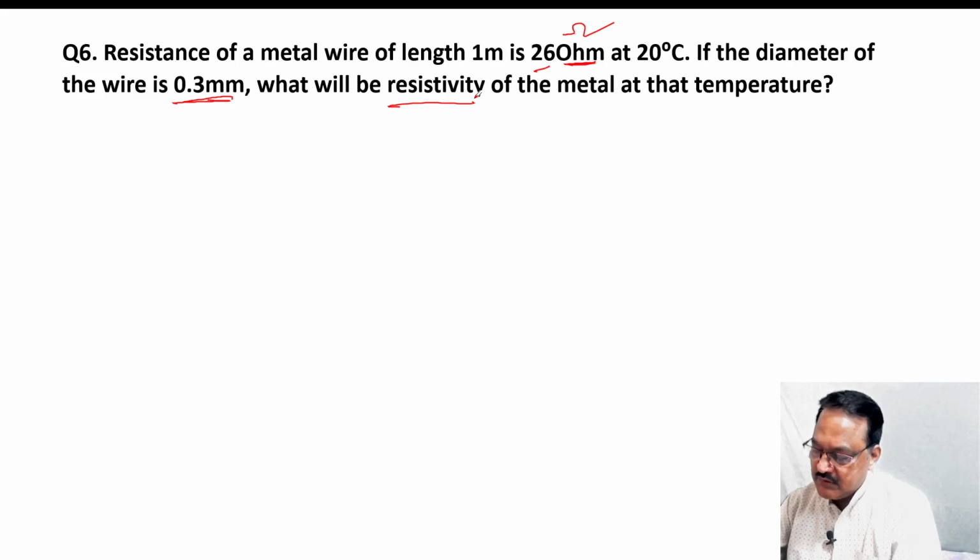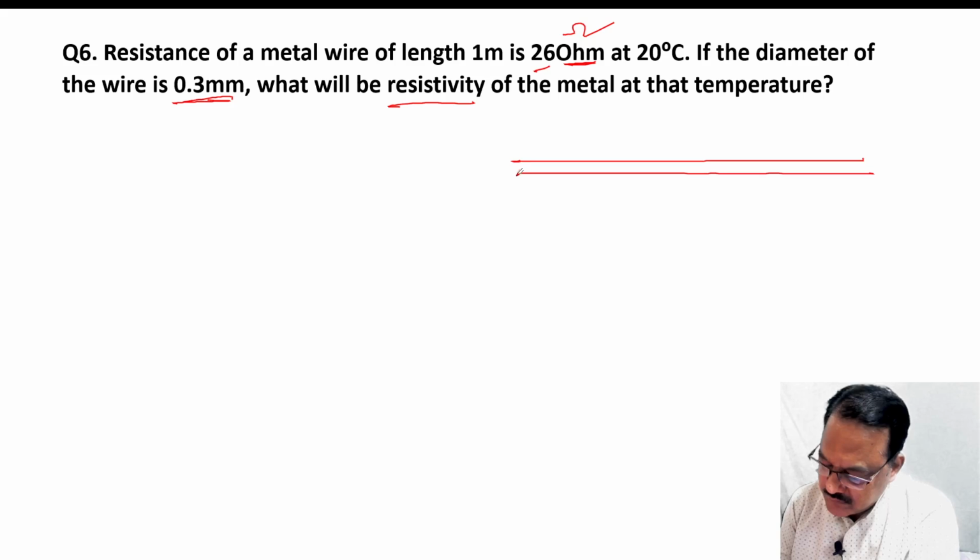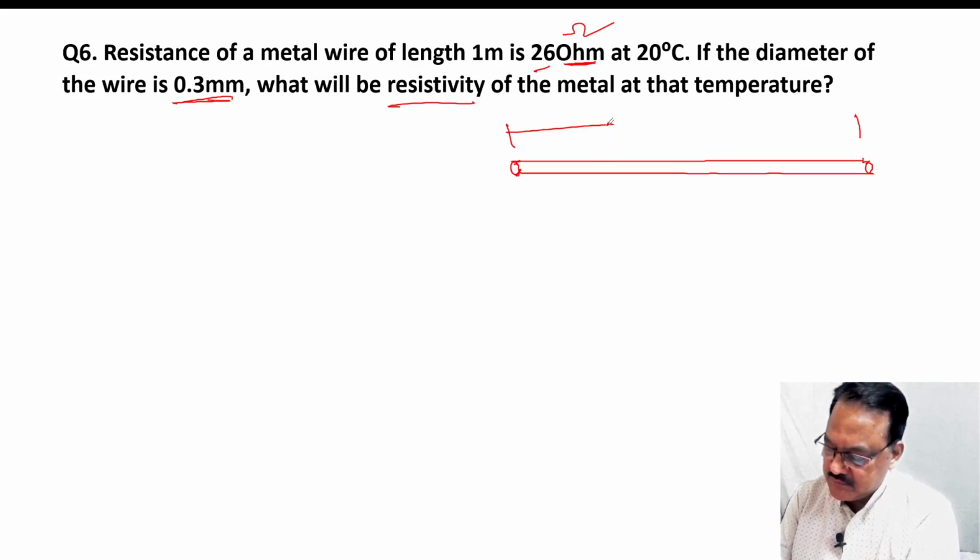Okay, let's show one conductor here, or wire. We can say wire or conductor, all the same. This is the wire with its thickness shown like this. Fine. What is the length of this wire? 1 meter is given here. We can show here the length of this wire is 1 meter.